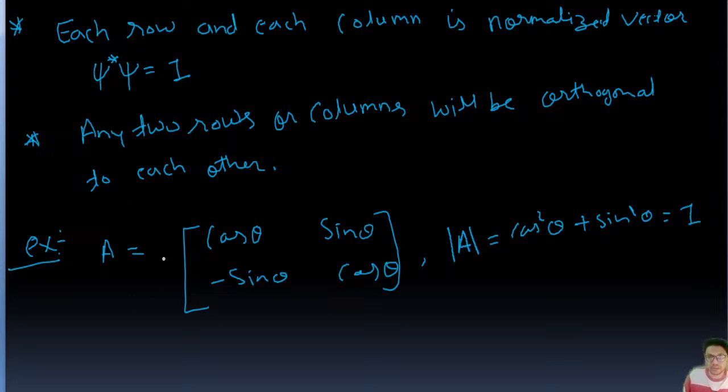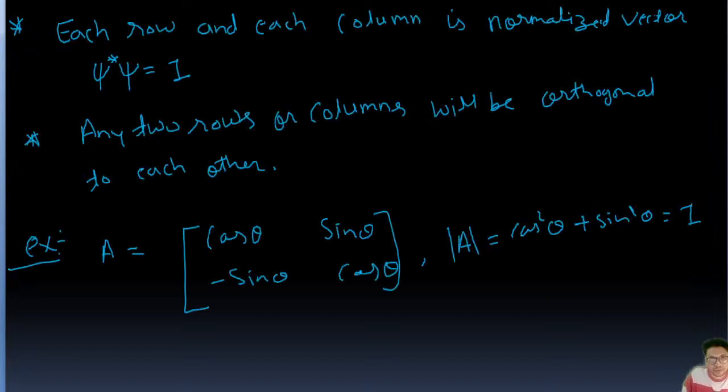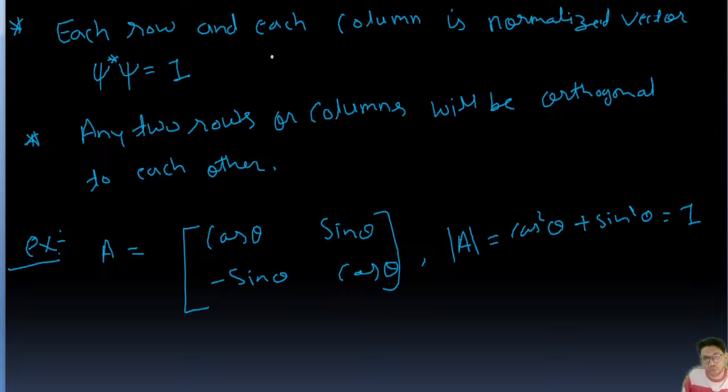Now the first property: each row and each column is a normalized vector. That means, suppose psi is equal to, we are taking this column, I have taken this column: cos theta, minus sin theta. So this statement is saying each row and each column is a normalized vector, that is psi star psi equal to 1.